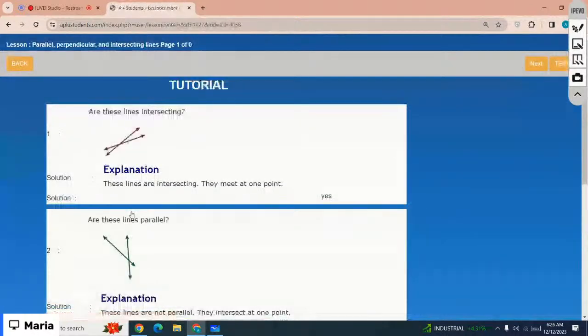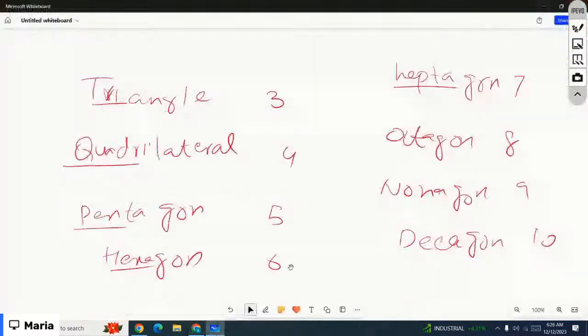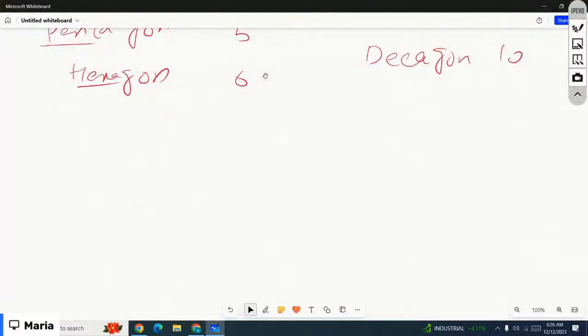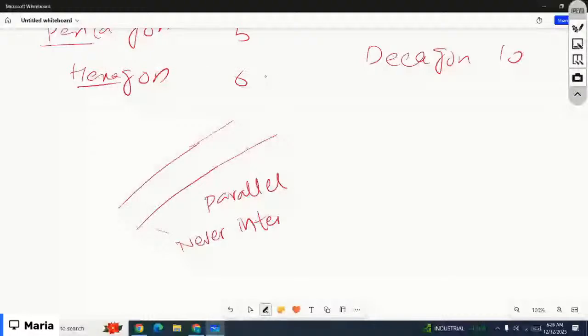Okay, let me just explain. For example, you have two lines like this. They are two parallel lines. No matter how long you make them, they never intersect each other. Parallel lines never intersect, right?